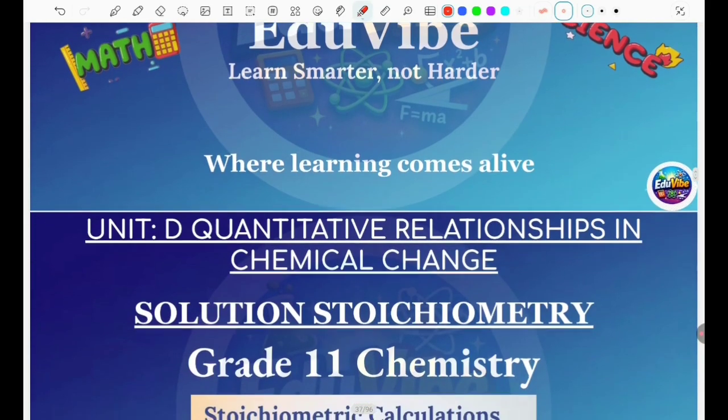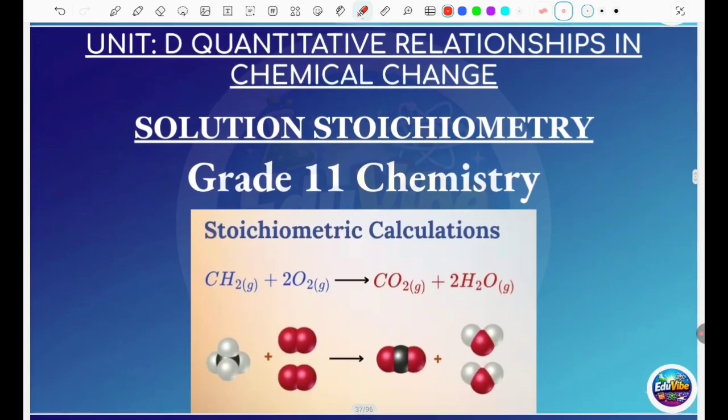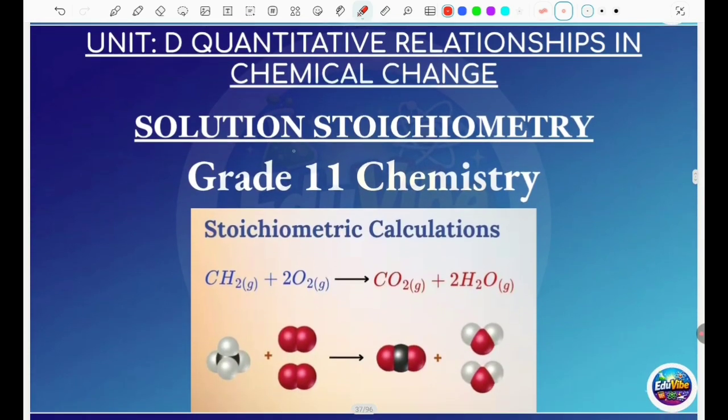In today's lesson, we are doing the next topic of Unit D, grade 11 chemistry. We are doing solution stoichiometry today. We already did gravimetric stoichiometry and gas stoichiometry, and we're doing solution stoichiometry today, which is the last stoichiometry.